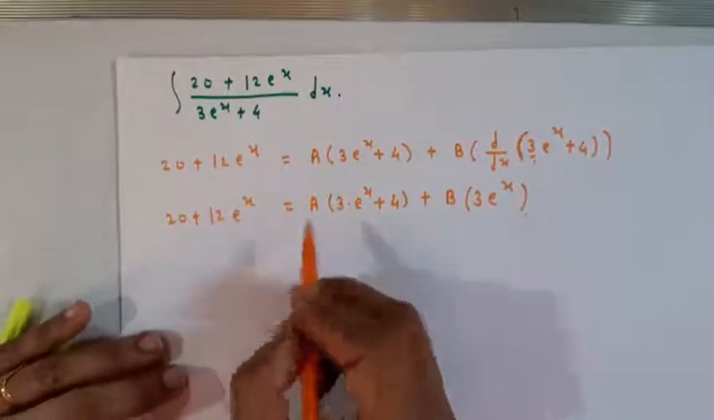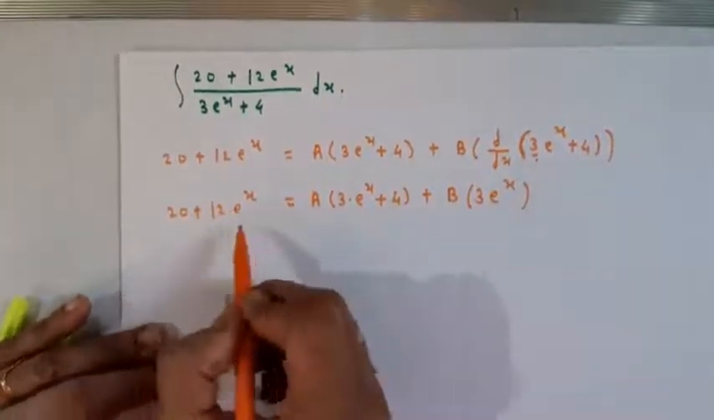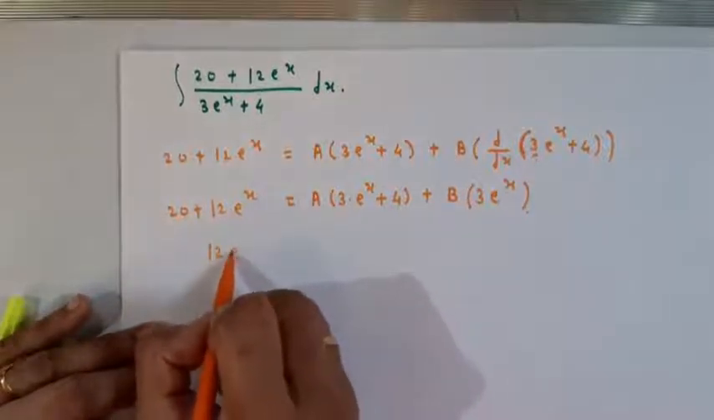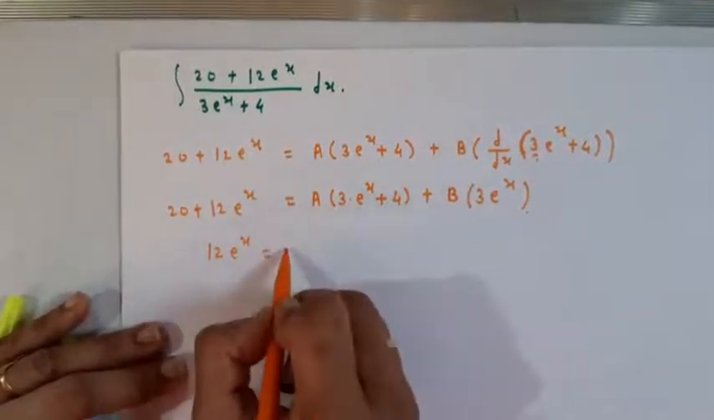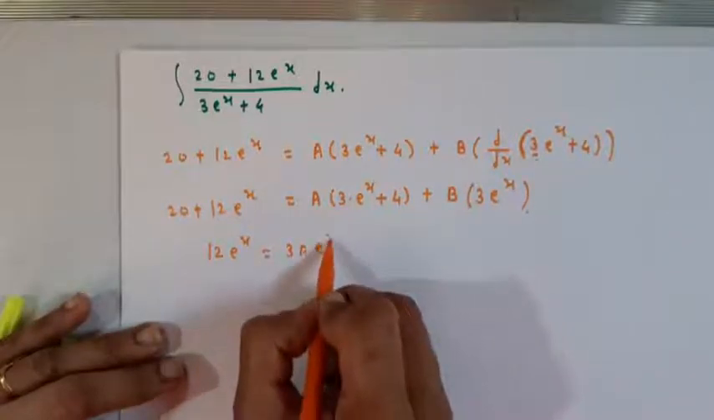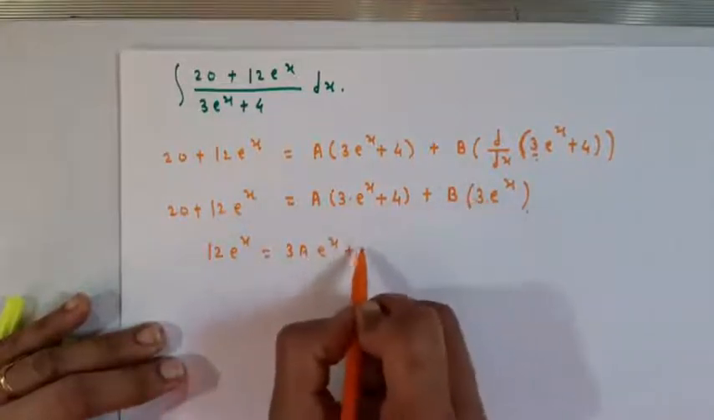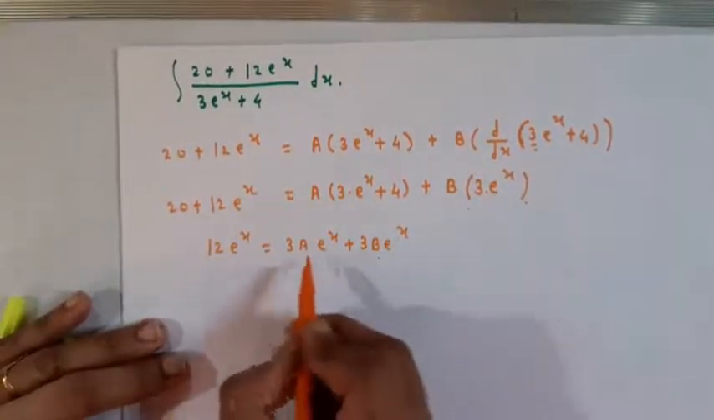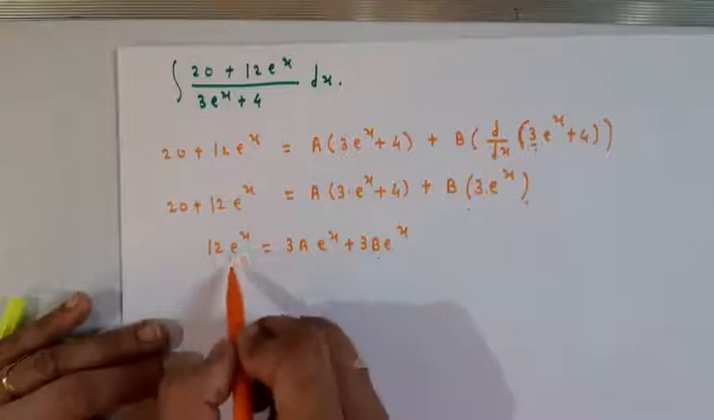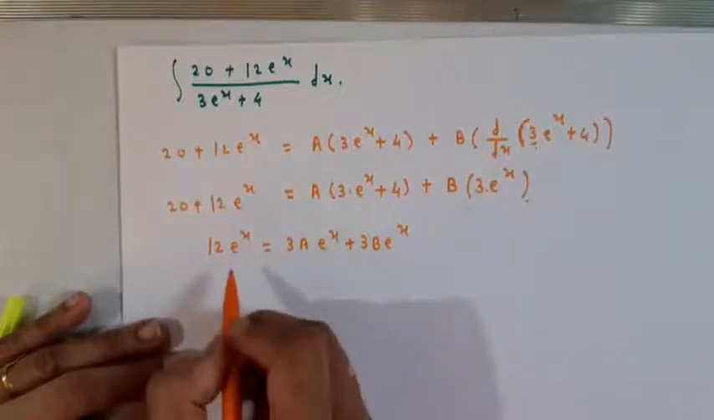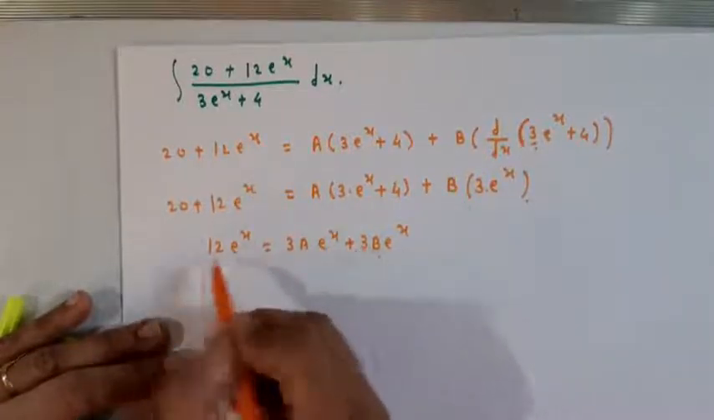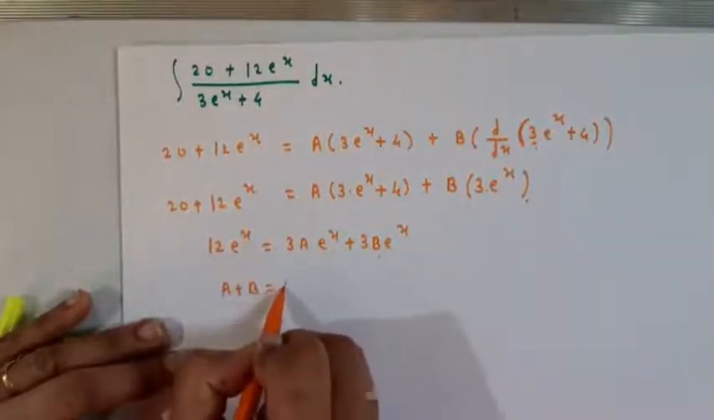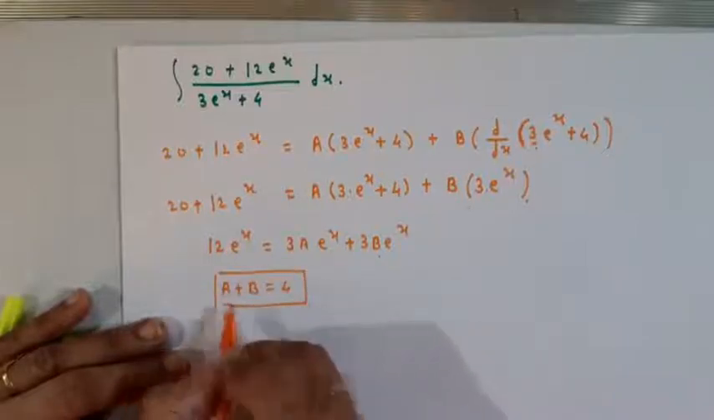Okay students, so first compare the coefficient of e^x from LHS and RHS. So from LHS, 12e^x equal to 3a e^x + 3b e^x, and from here we take e^x common and cancel it with e^x here. We again take 3 common and cancel with 12. We will get a + b equal to 4. This is our first equation.